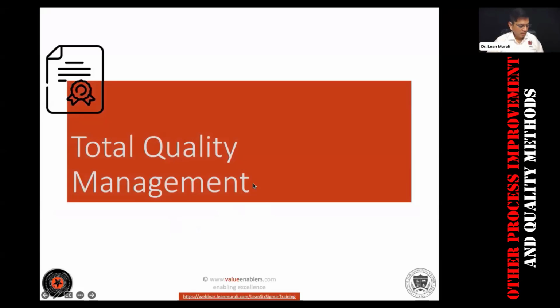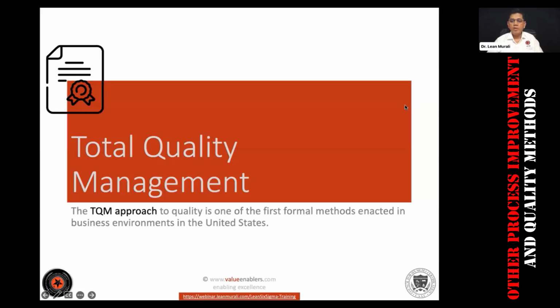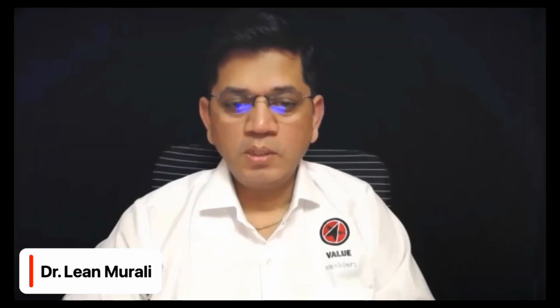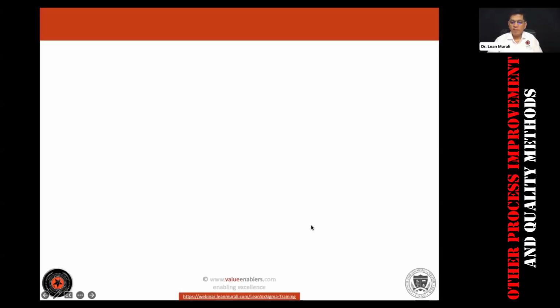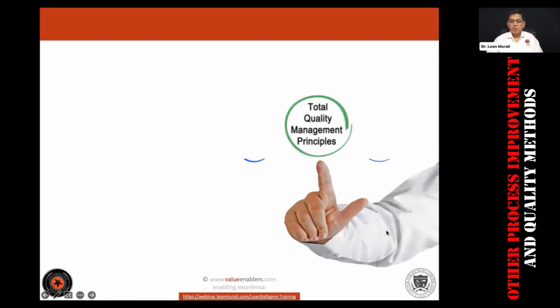Right. Okay. Now, total quality management. The TQM approach to quality is one of the first formal methods in the United States. Let me quickly introduce some of this step by step so that we can be a lot clearer. In total quality management principles, you have customer focus and continuous improvement. All of you type CF and CI in the chat box. Very, very important. CF and CI, customer focus and continuous improvement.